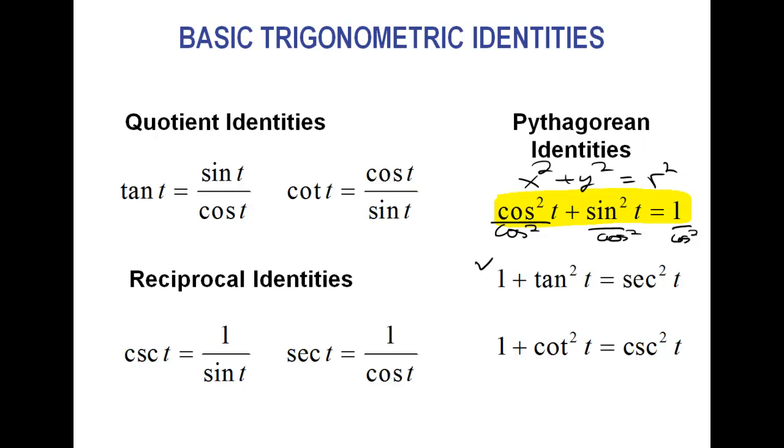If instead you divide everything through by sine squared, well, the sine squareds become 1. Cosine squared over sine squared is cotangent squared, and then 1 over sine squared gets you cosecant squared. So this one just comes from dividing everything by sine squared.